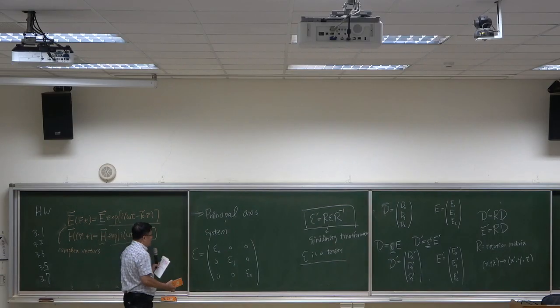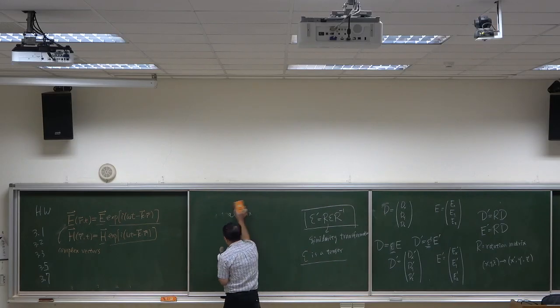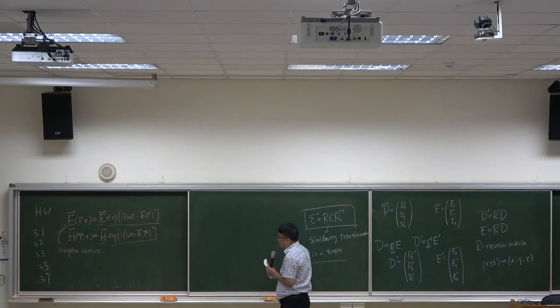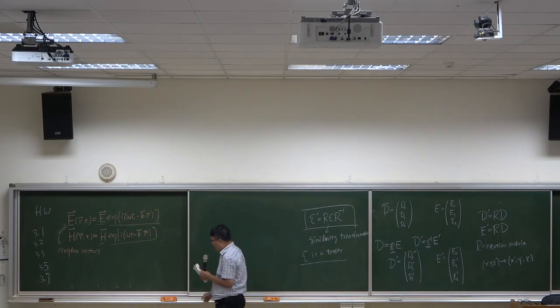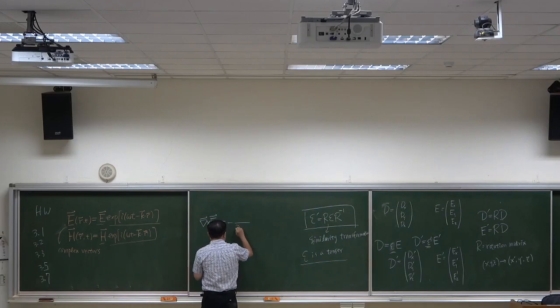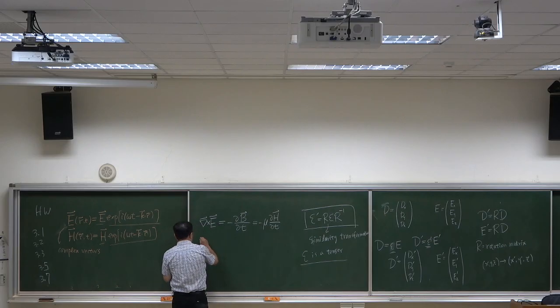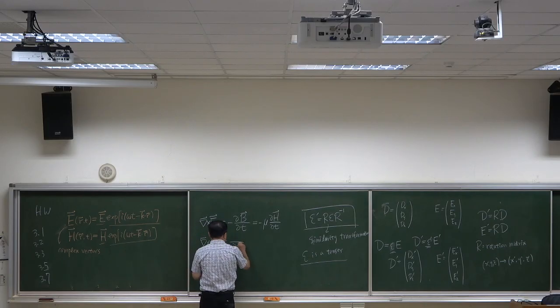So now we use the Maxwell equations to study the behavior of the electromagnetic wave. We know that these two equations are most important. The first is the Faraday induction law, which can be written as curl E equals minus mu partial H partial t. And Ampere's law, without current density.